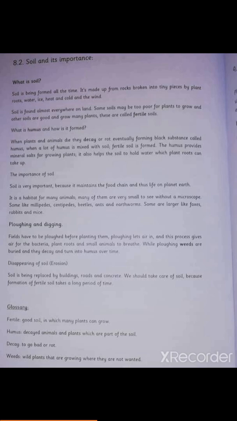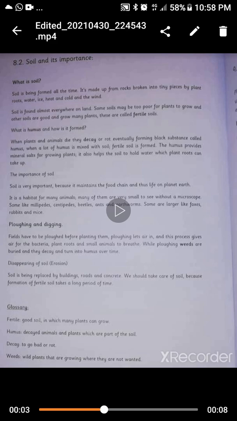Plowing and digging. Fields have to be plowed before planting them. Plowing lets air in, and this process gives air for the bacteria, plants, roots, and small animals to breathe. While plowing, weeds are buried and they decay and turn into humus over time.